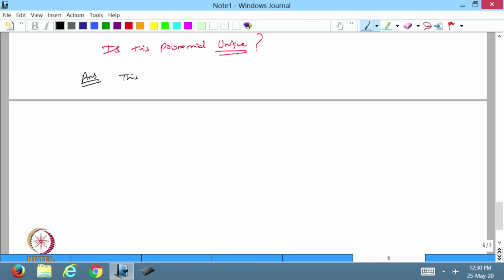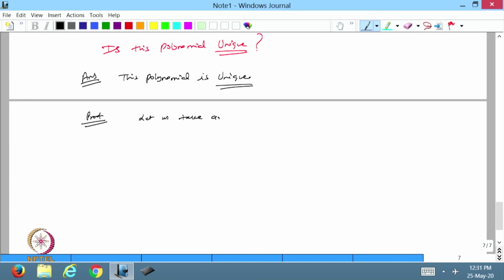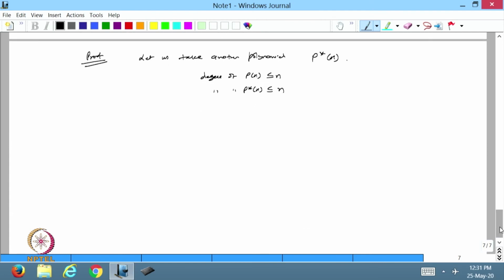So this polynomial is unique. How can we prove this? Let us prove. Let us take another polynomial and represent it by p star x. I know that the degree of p x is less than or equal to n, and also the degree of p star x is less than or equal to n, because if it is passing through n plus 1 points, its degree cannot be more than n.